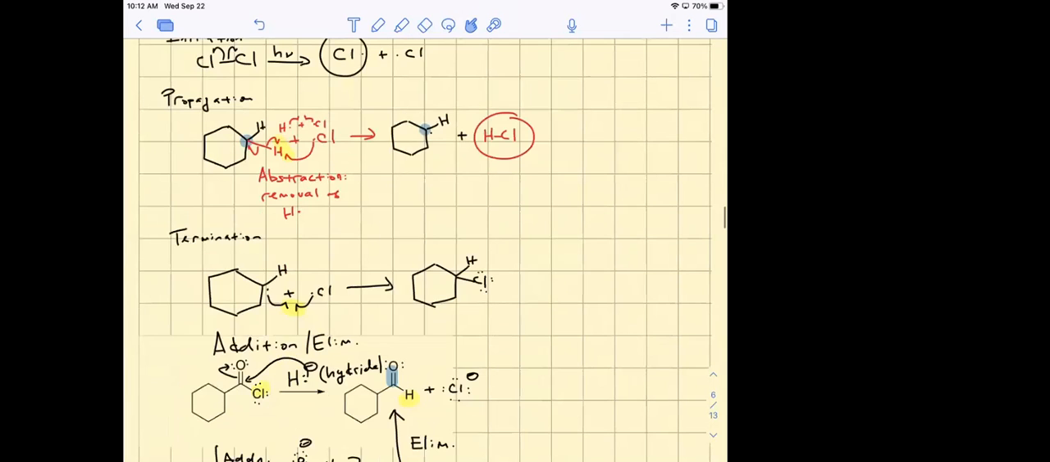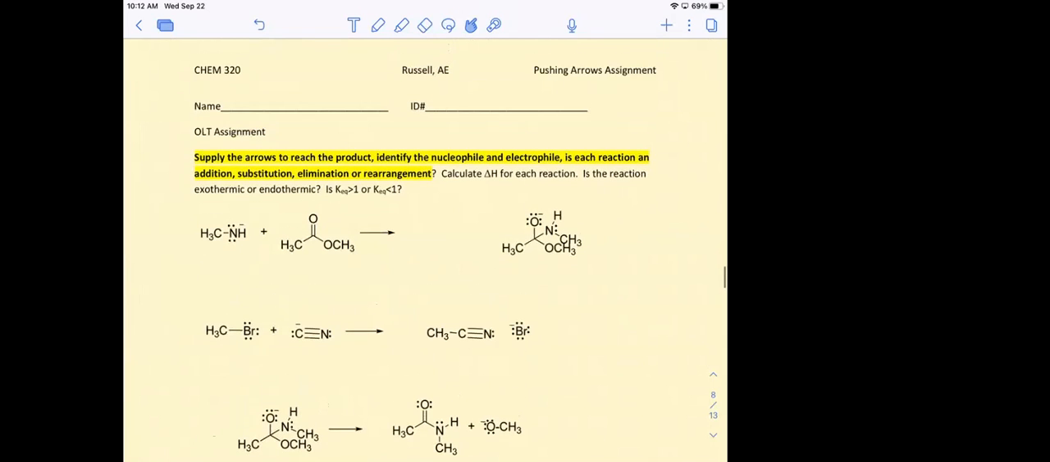Let me just go here because we're on the second part of this handout. And what it asks is to supply the arrows, identify, and this is all, again, reps and practice. The more you see it, the better you're going to get. It asks you to identify the nucleophile, electrophile, and what type of reaction: addition, substitution, elimination, rearrangement. And what is delta H, is it exothermic or endothermic, and what is Keq? Is it greater than 1 or less than 1?